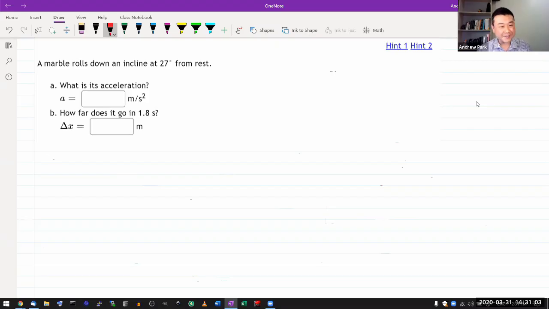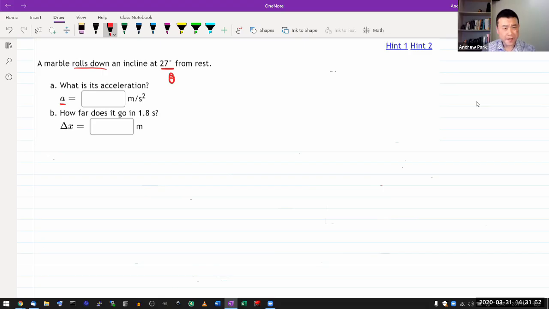So this is the next question. This question, I think, will illustrate a few things that frankly confused me when I was a physics student. So let me just jump right in. It says a marble rolls down an incline at an angle of 27 degrees from rest. All right, that seems simple enough. And it's asking for acceleration.